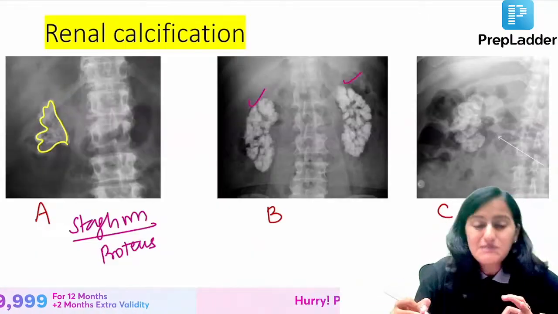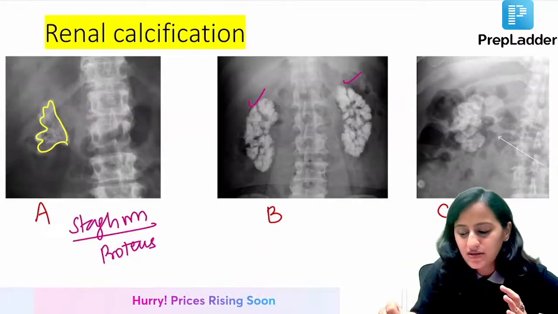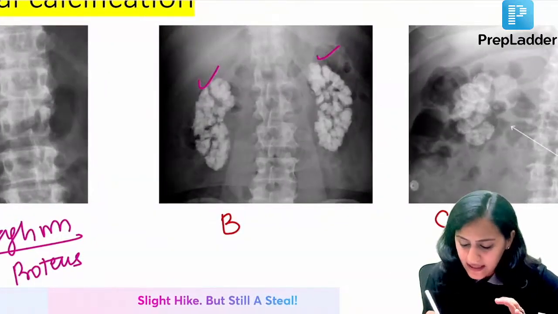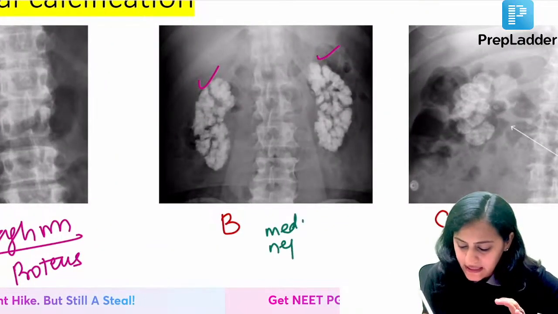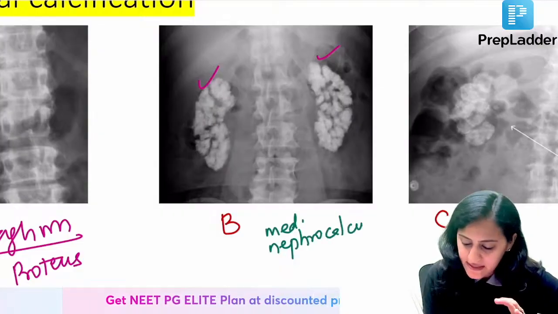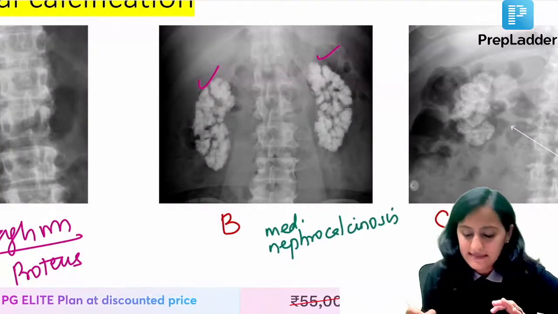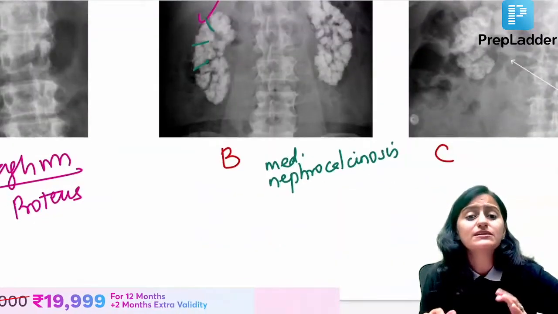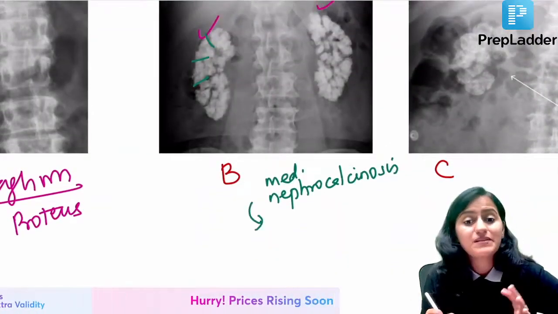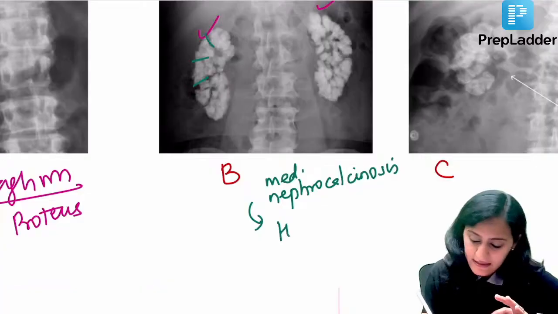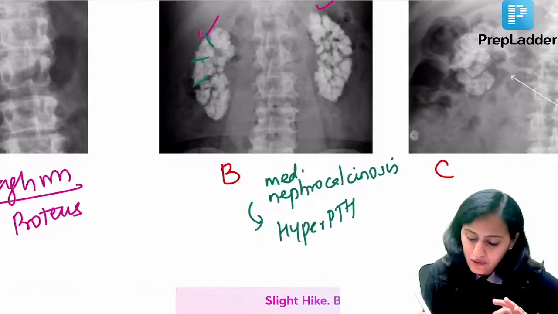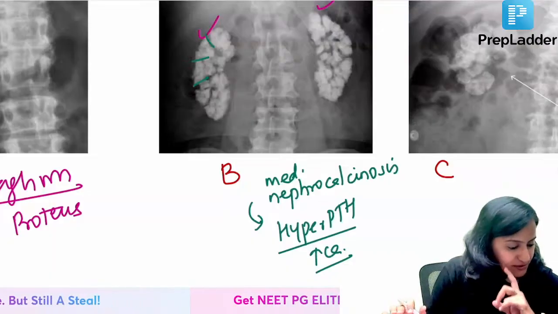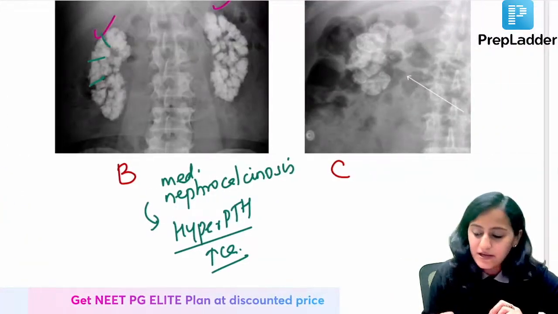Next one, where you see bilateral calcification, so you are thinking of a metabolic endocrine condition. If you see bilateral, you think of medullary nephrocalcinosis, which shows these lucent areas in between, associated with what endocrine condition? In which condition does calcium increase? Hyperparathyroidism, increased calcium, so going in the kidney. That's how you remember. Okay, nephrocalcinosis, hyperparathyroidism.